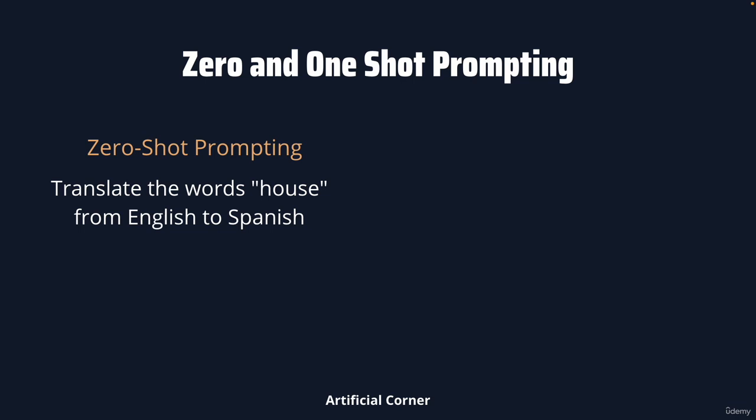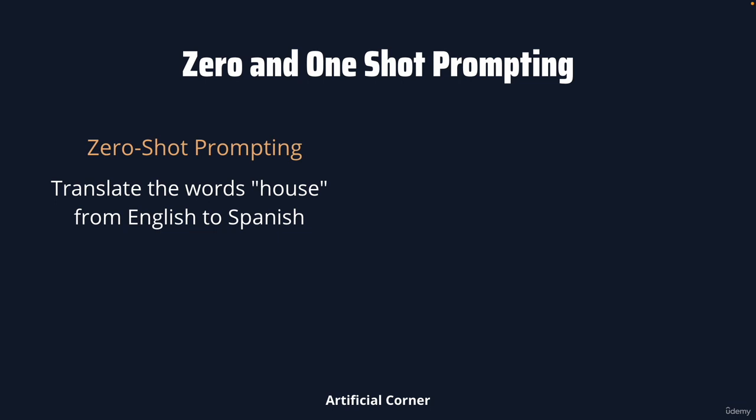Here I have a prompt that says, translate the word house from English to Spanish. So in this case, we don't know if in the training data of ChatGPT, there is the translation of the word house from English to Spanish. And in this case, what the LLM does is generate text for a new task without additional training. So if we give this to ChatGPT, ChatGPT is going to translate this from English to Spanish, even if this wasn't in its training data.